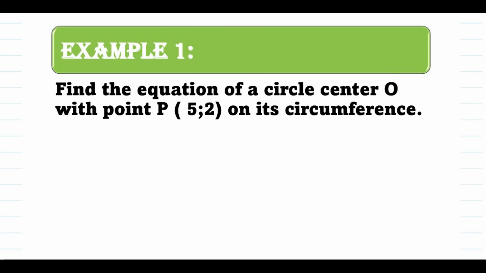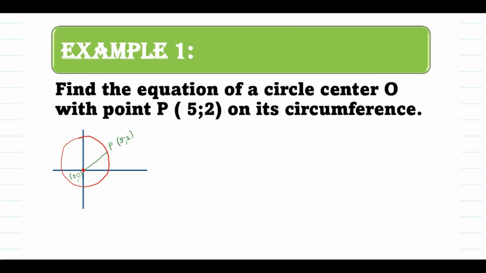So how does this look roughly? We have a circle, and this circle has its center at the origin, which is the point (0, 0). We also have a point P on our circumference, and that point P is (5, 2). We need to find the equation of this circle.